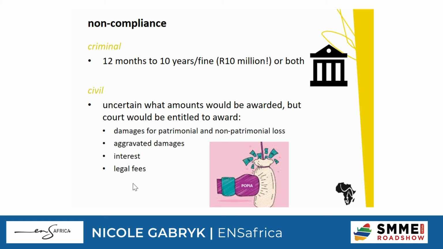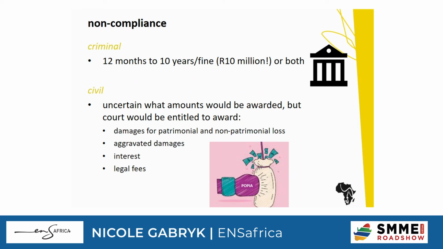On the criminal side, it can be up to 12 months to 10 years imprisonment for the information officer, or up to 10 million rand fines, or both. That means the fines and penalties can be quite severe for failing to follow through with enforcement proceedings issued by the regulator. In addition to that, affected data subjects are able to institute civil actions in the courts against you to recover damages.